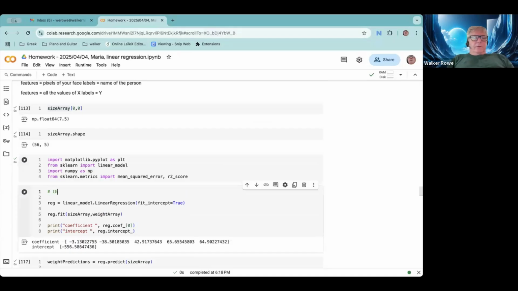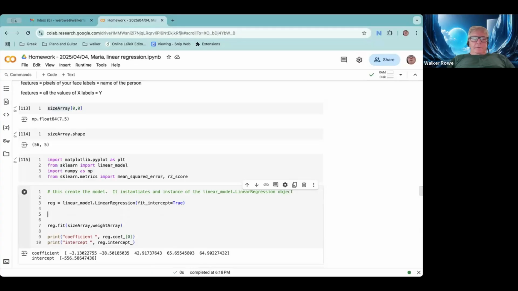Okay, this creates the model. A programmer would say it instantiates an instance of the linear, well, object. Okay, that object, now called reg, has methods.